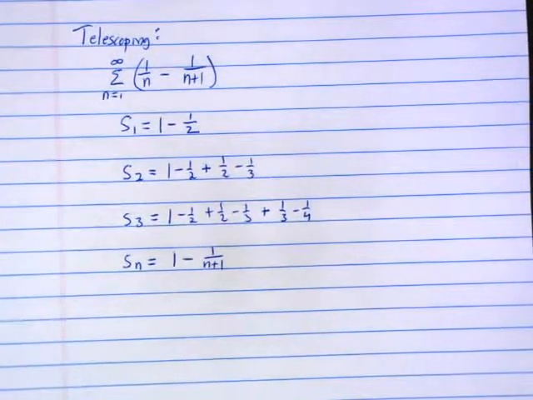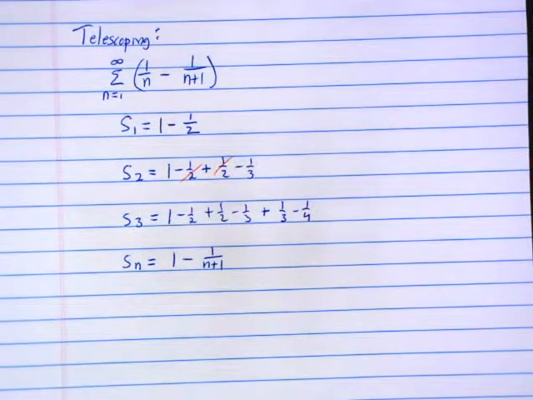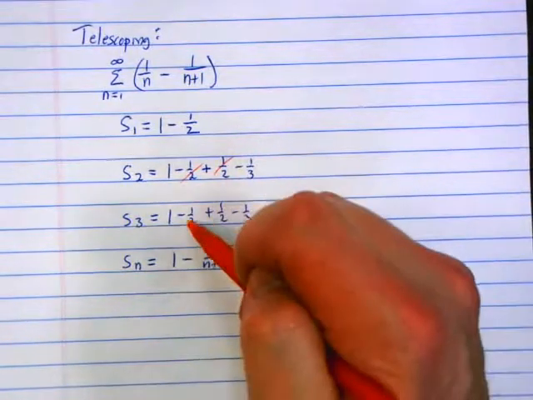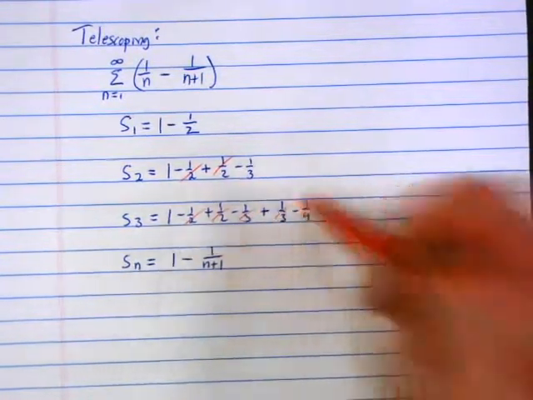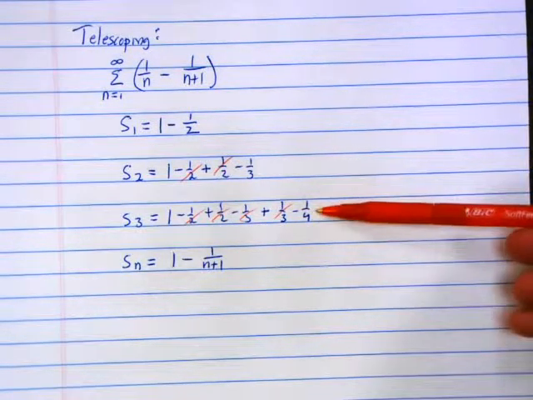Excellent. Why? Because all of the middle terms are going to cancel out. Yeah, notice what's happening. Those two cancel each other out, don't they? When you went to S sub 3, the 1/2s cancel out, the 1/3s cancel out. If I were to write down S sub 4, the halves would cancel out, the thirds would cancel out, the quarters would cancel out, and I'd have a 1/5 on the end.